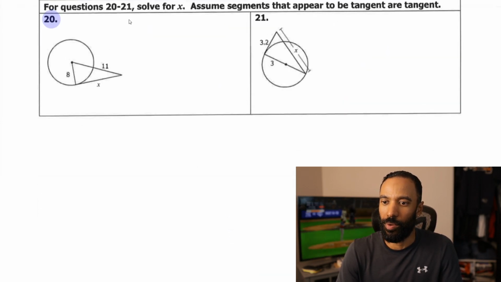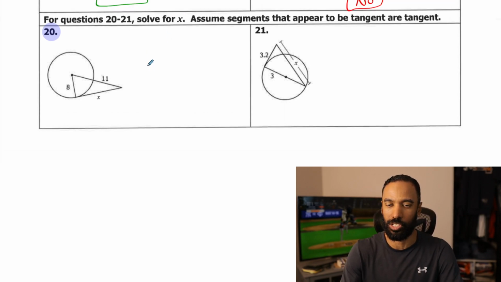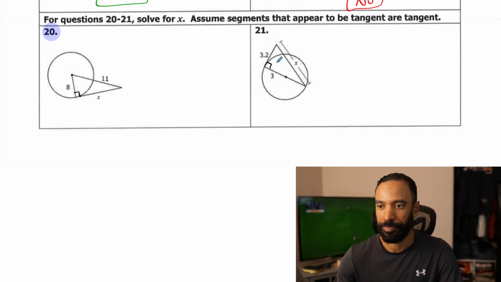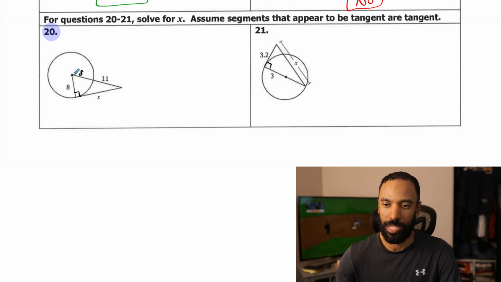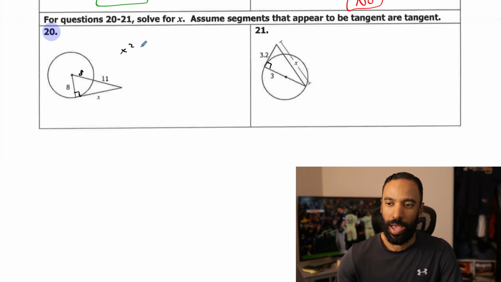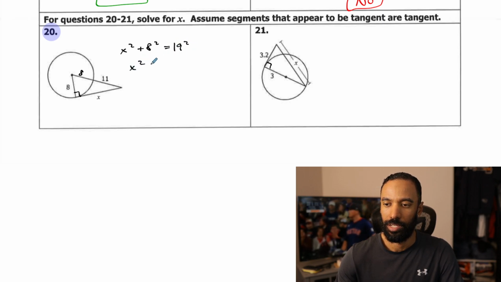For questions 20 and 21, solve for x, assuming segments that appear to be tangent are tangent. So now we're going for that tangent stuff. That does mean right angle. In this case as well, right angle. Pythagorean theorem: this is an 8, so is that. Remember the 11s on the outside, so these add to 19. So x squared plus 8 squared equals 19 squared. They want us to solve for x.